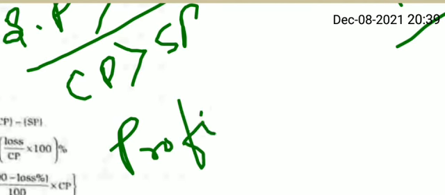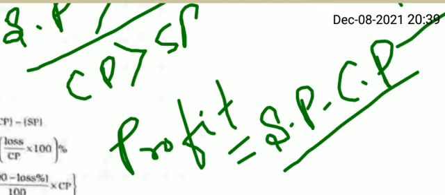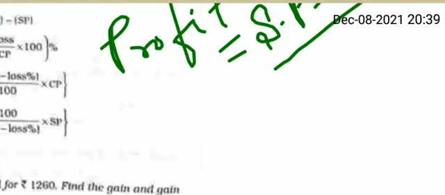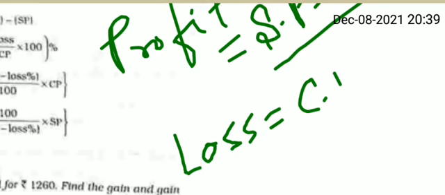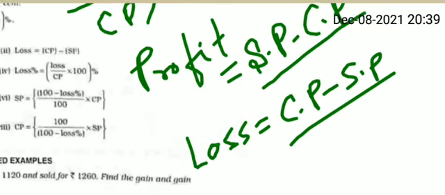So we can find out the profit. Profit is equal to selling price minus cost price. Okay, so we can find out profit with the formula selling price minus cost price, and very simple, you can find out loss of any item by using the formula cost price minus selling price. Okay, so in this way we can find out very easily profit and loss.